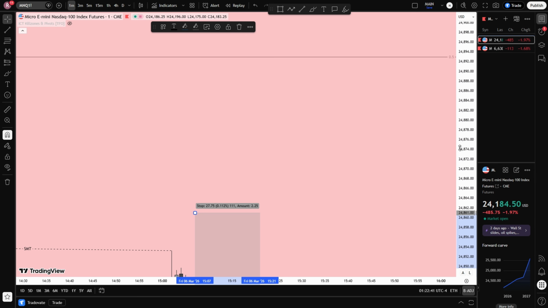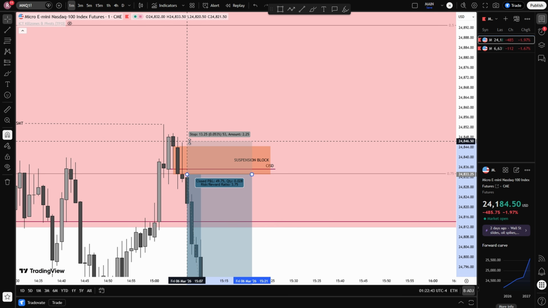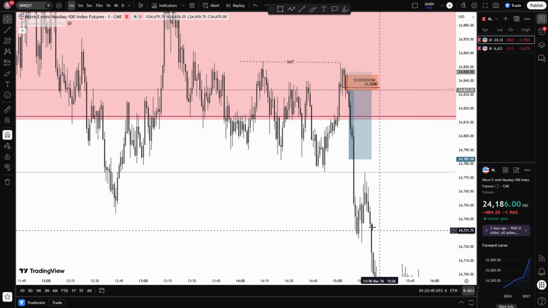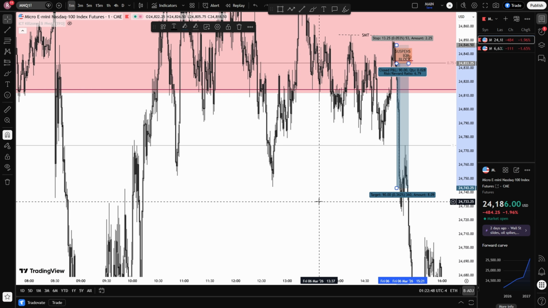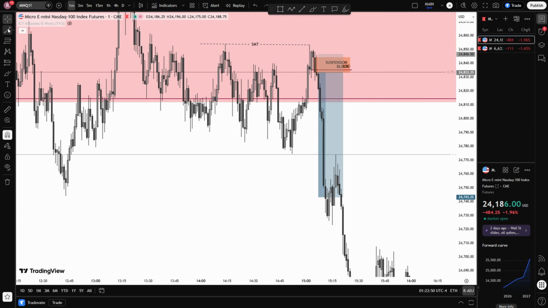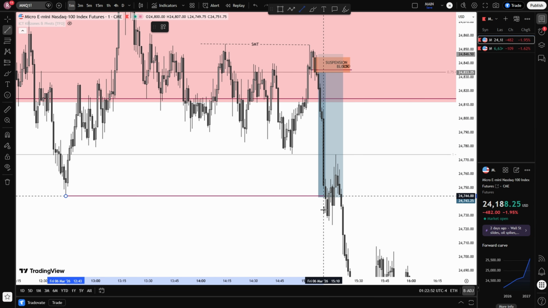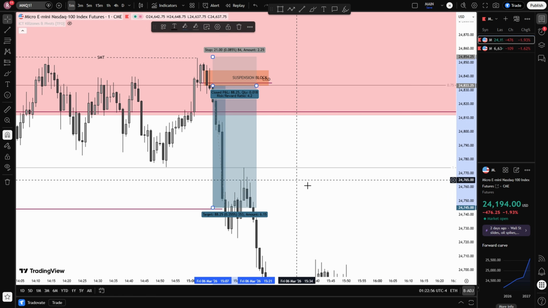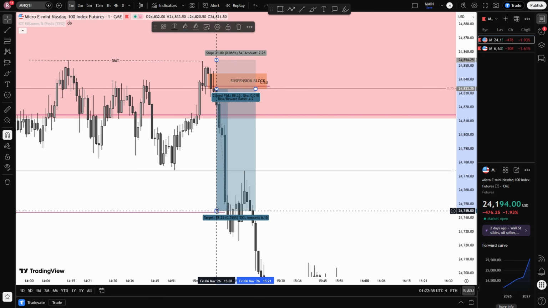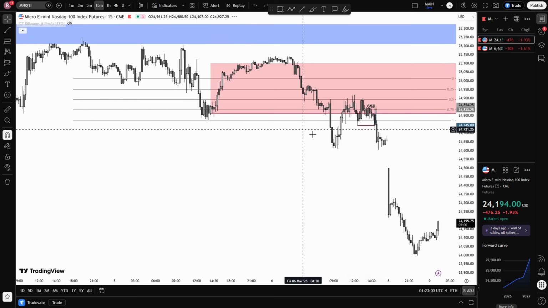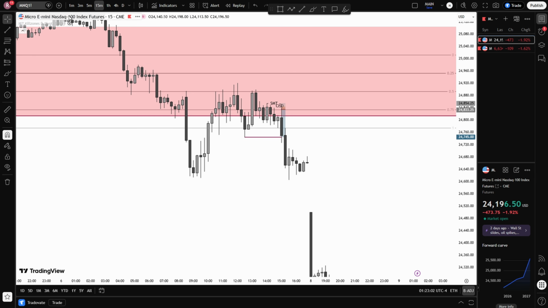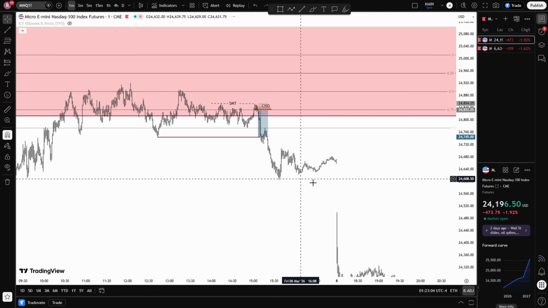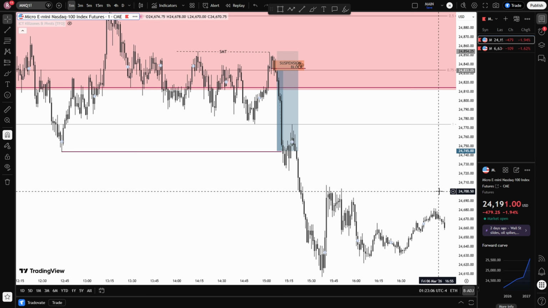Now watch what happens when price returns to this level. Price comes back and taps directly into the suspension block, and almost immediately after that it rejects from the level and moves lower. And as price moves forward, you can see that it goes straight into the targets, which in this case are the sell-side liquidity resting below. So you can clearly see how effective and powerful suspension blocks can be when you combine them with bias, SMT divergence, and lower time frame confirmation.